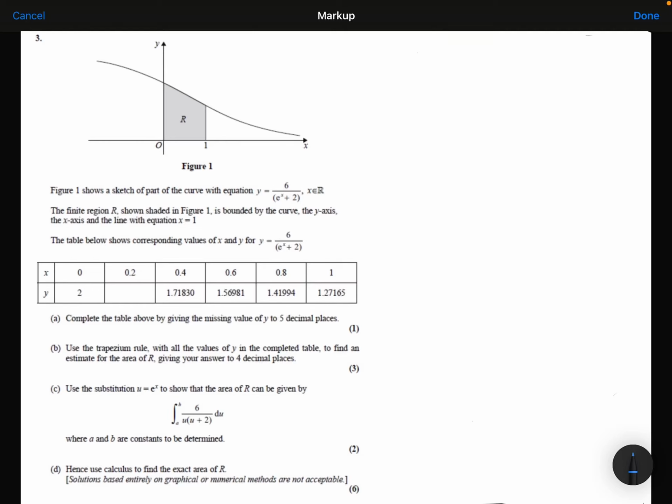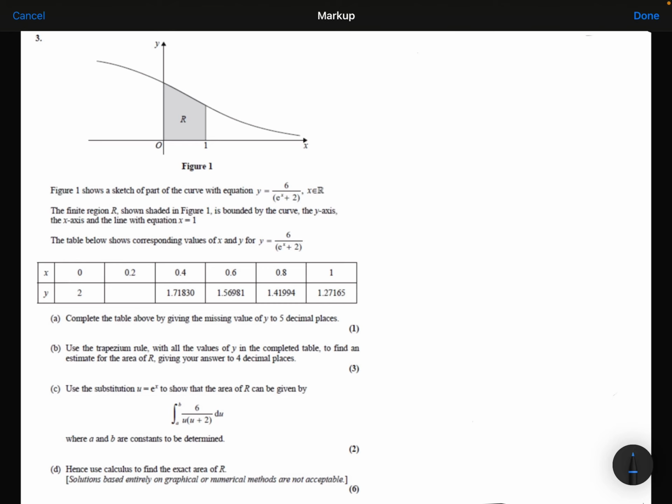Figure 1 shows a sketch of part of the curve with the equation y equals 6 over e to the x plus 2, where x is a real number. The finite region R, shown shaded in figure 1, is bounded by the curve, the y-axis, the x-axis, and the line x equals 1. The table below shows the corresponding values of x and y for y equals 6 over e to the x plus 2. Part A, complete the table above, giving the missing value of y to 5 decimal places.